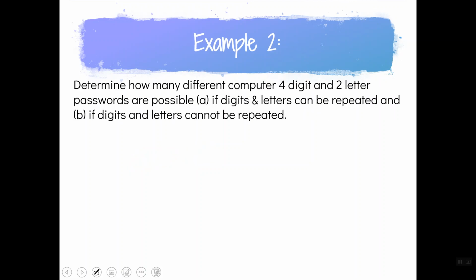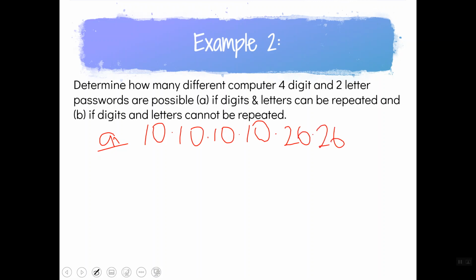nonetheless. Example 2. Determine how many different computer 4-digit and 2-letter passwords are possible if you can repeat them or if you can't. Depends how specific this password needs to be. So in the first situation, I have 10 different digits to pick from, and I need 4 of those. Remember, 0 is considered a digit, so 0 through 9 makes 10 digits, and 2 letters. So when you multiply that out, you get 1,760,000. Part B, though, what if they can't be repeated?